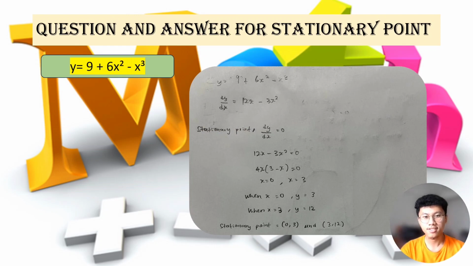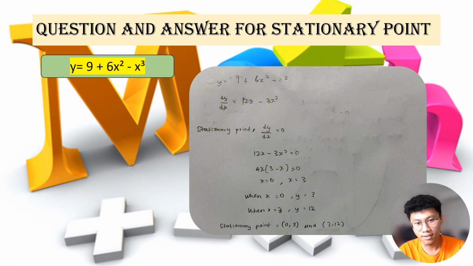Question and answer for stationary point. Example, y equals 9 plus 6x power 2 minus x power 3. Stationary point is dy over dx equal to 0. 12x minus 3x power 2 equal to 0. 3x times (4 minus x) equal to 0.